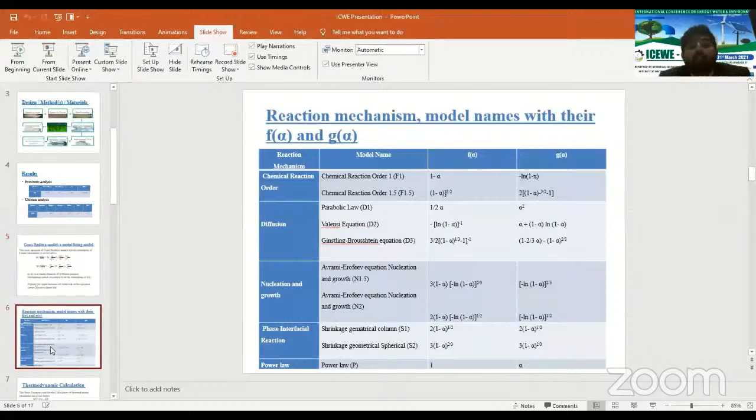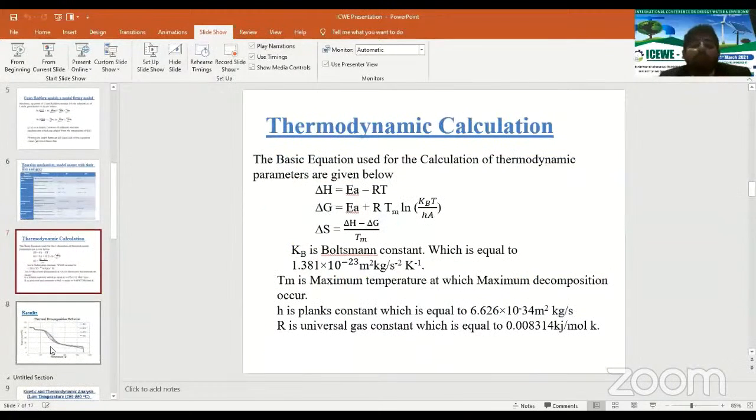These 10 sub-categorized models and 5 major models were used to find the proper degradation model that is obeyed in the thermal degradation of Sapodilla leaves, chiku leaves. In most research papers, it was observed that most solid state degradation reactions fall in the category of these 5 major reaction types, so we also followed these. Thermodynamic parameters were calculated using these basic equations, in which enthalpy, Gibbs free energy, and entropy were calculated as given in the slide.